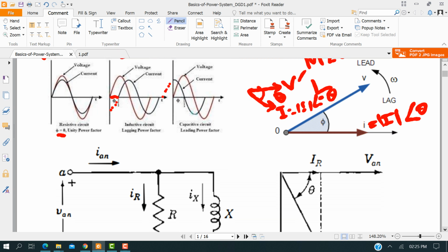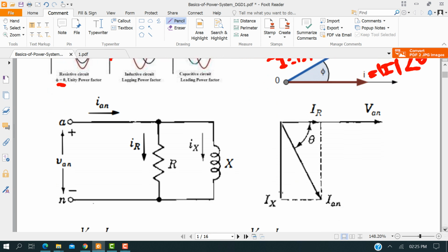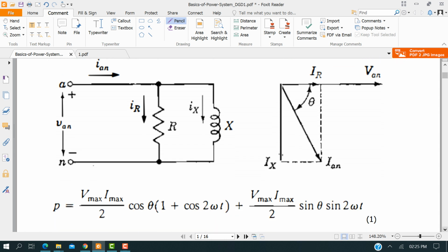Now just go down. Here there is a clear phasor diagram, where the voltage is the reference. I drew the figure above: there is a node A and a neutral point for a single phase. In parallel there is an R and an L, and this is X_L, the inductive reactance.